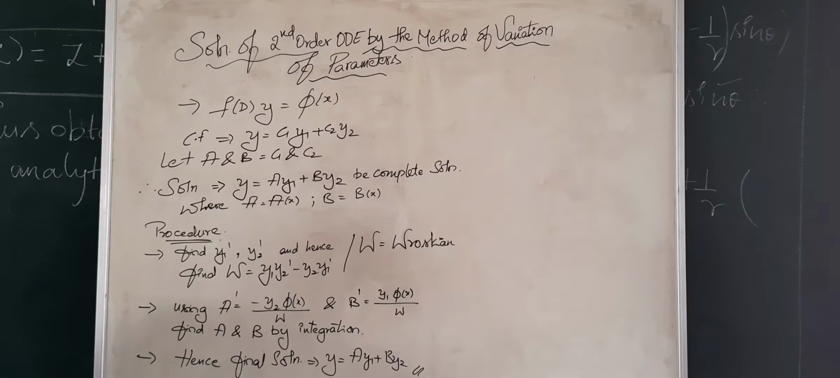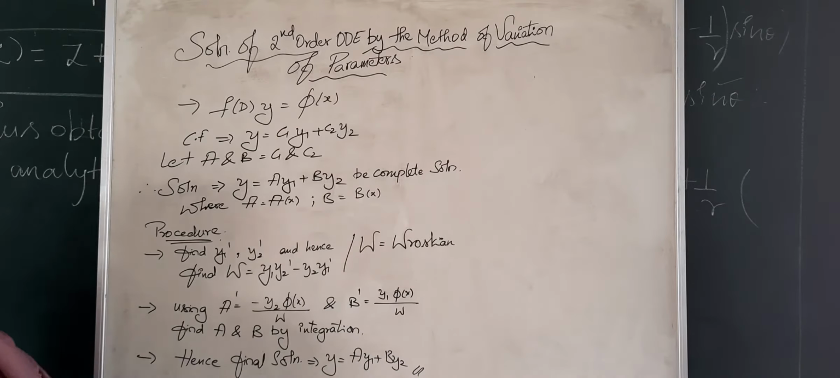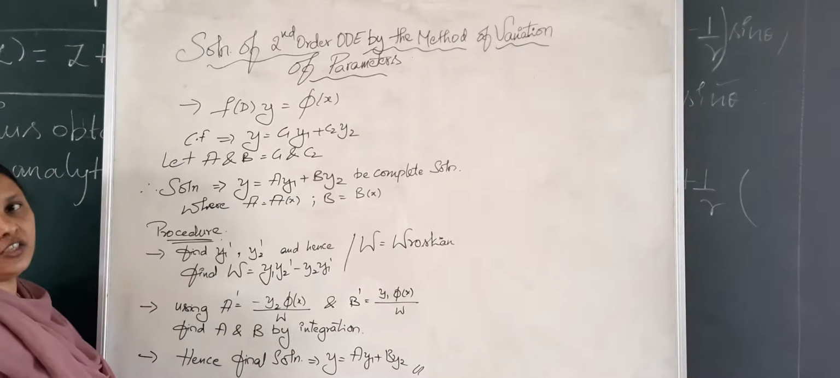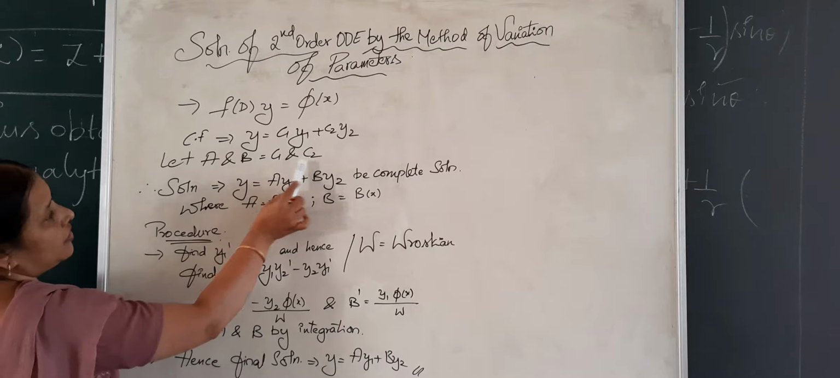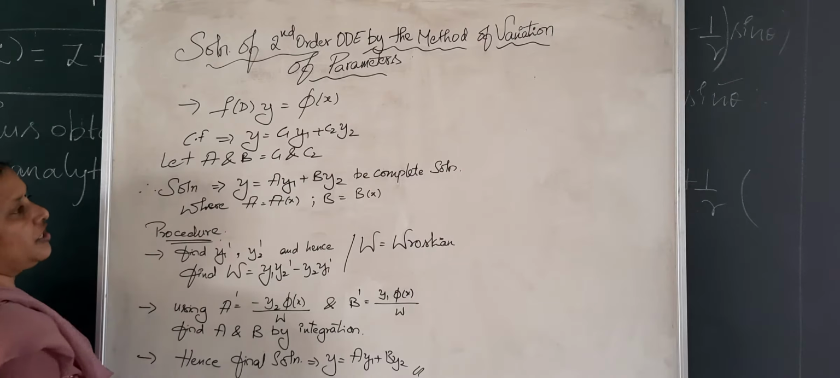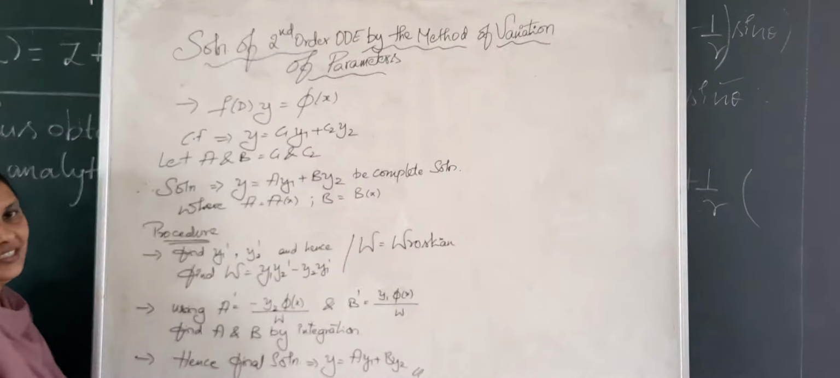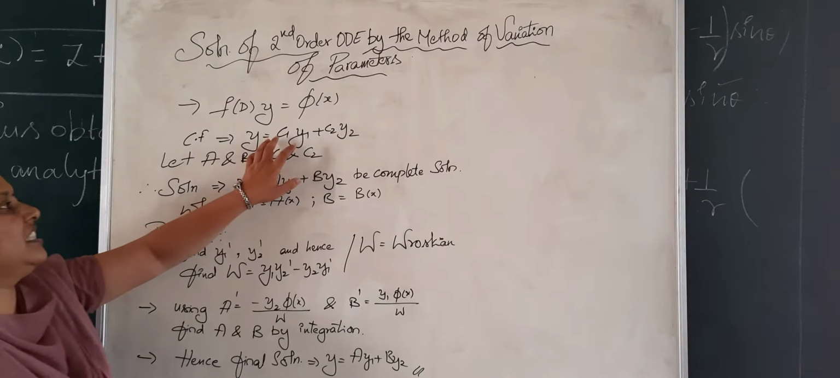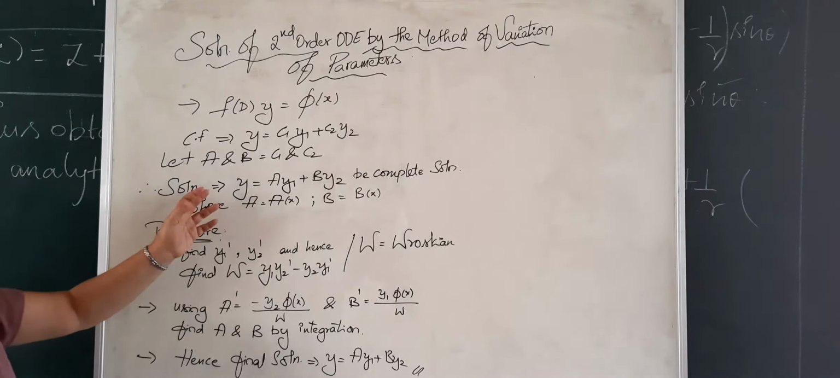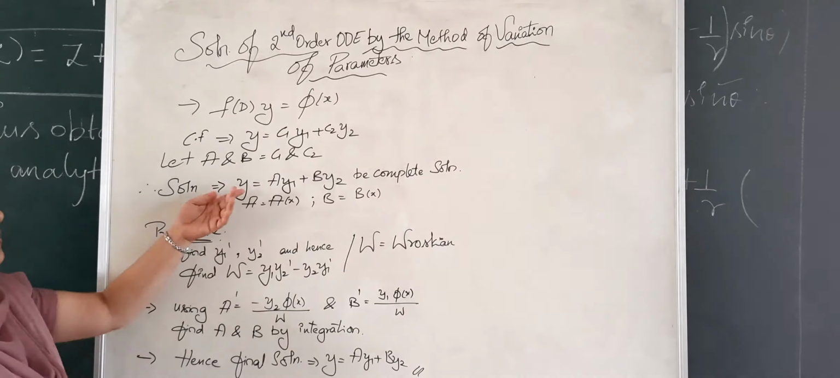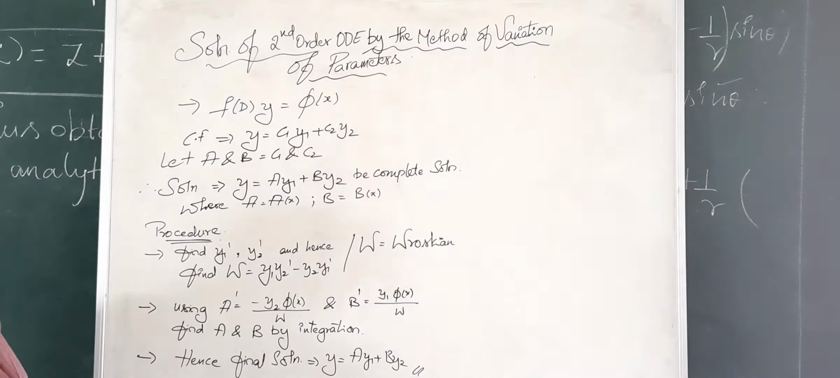Till the CF it is the same; only the later part changes. Once you get the CF, you should replace the constants C1 and C2 by assuming two functions, A and B, where A is a function of x and B is a function of x. So we replace C1 and C2 by A of x and B of x, and hence our final solution, called the complete solution, can be obtained in the pattern of y equal to A y1 plus B y2.